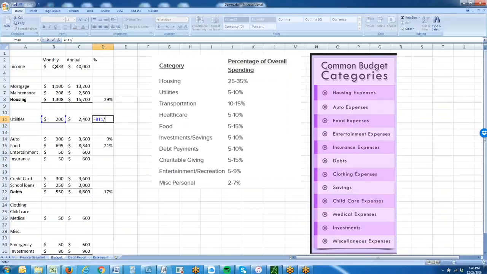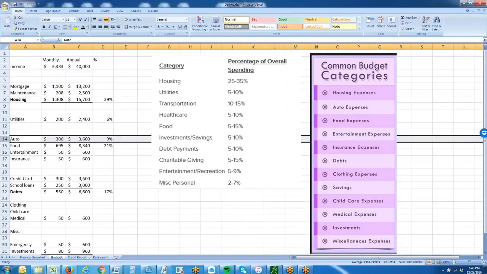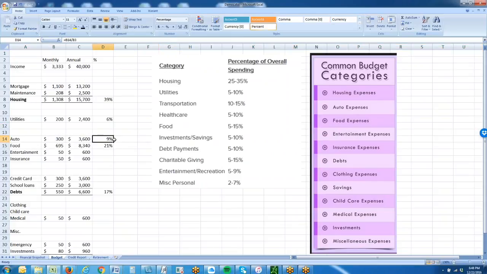As far as utilities, we're at 6%, about average. We're doing okay. Now as far as auto, that would fall into transportation. Here it says we should be spending between 10 and 15%, so we're actually under that. That definitely could be okay, because that means we have more money that we could be using in other places, and maybe that's what we're spending in housing. Because we're saving in auto, we're putting that extra money towards housing.